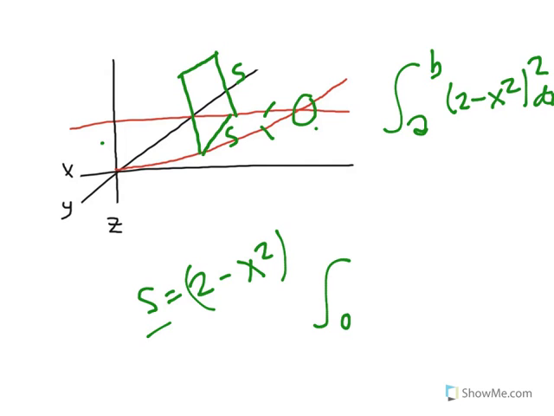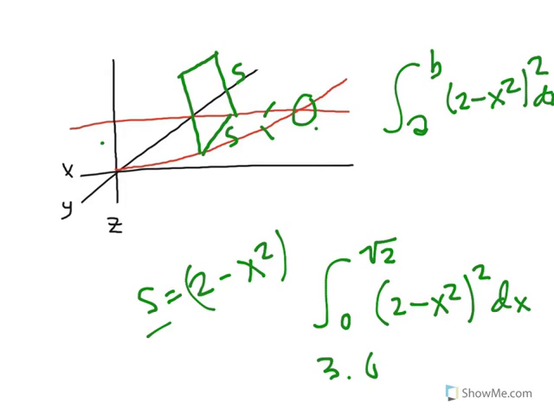b is going to be where the graphs intersect. And you can set the graphs equal to each other, and you're going to find out that that is where x equals square root of 2. So that's going to be your second limit of integration. Okay, so once you've found the limits of integration, you're just going to plug s squared in to the equation, and then when you solve that, you're going to find that your volume is 3.01699.